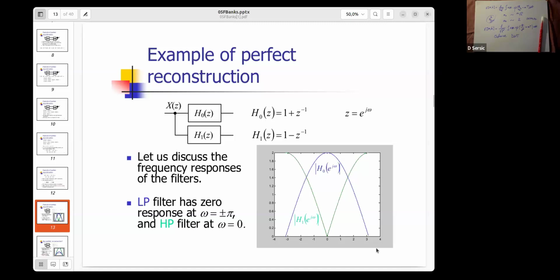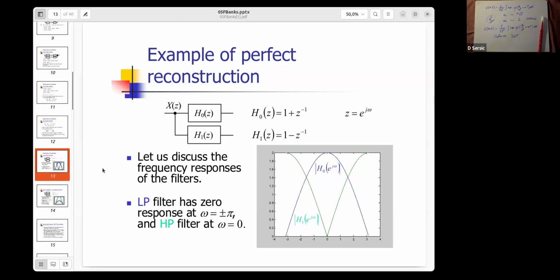Zeros of the blue filter and of the green filter do not coincide, which is good, because not a single part of information will be missing in the transform domain, in the image domain. That's another name for the transform domain. So it was not a miracle. We expect that perfect reconstruction is possible. So how do we make the opposite?